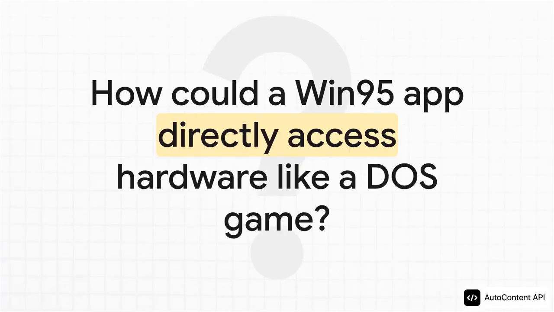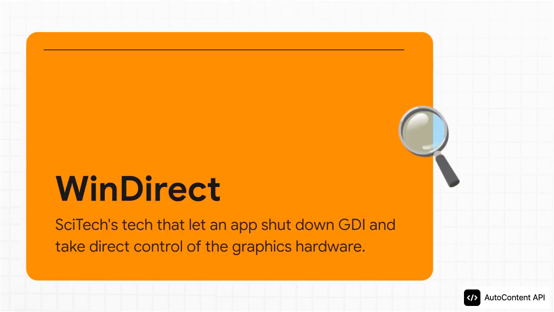So, hold on a second. This brings up a huge question. The whole point of an operating system like Windows was to stop programs from just directly messing with the hardware. It was supposed to create a stable system. So how in the world could this MGL library give Quake that raw, direct, DOS-like speed? Wasn't that totally forbidden? Well, the answer was a piece of tech that felt like pure black magic.